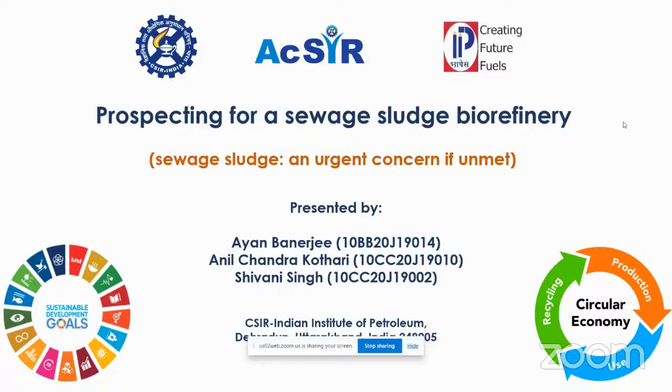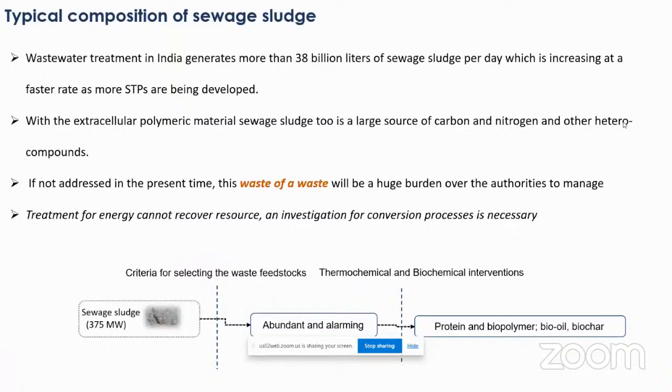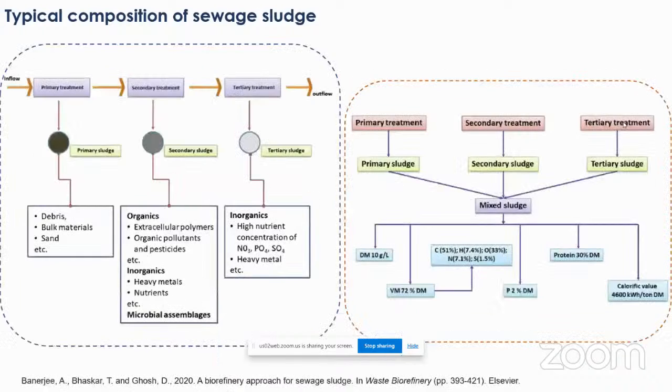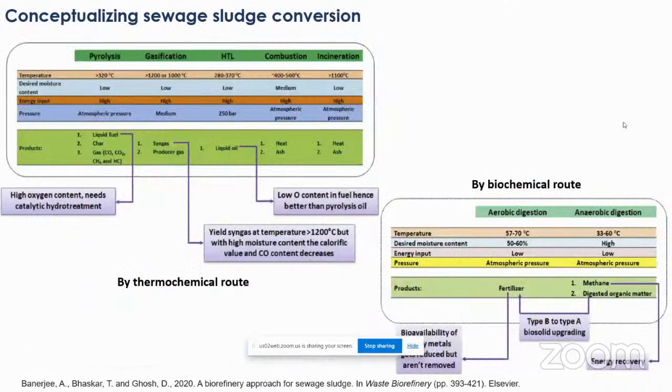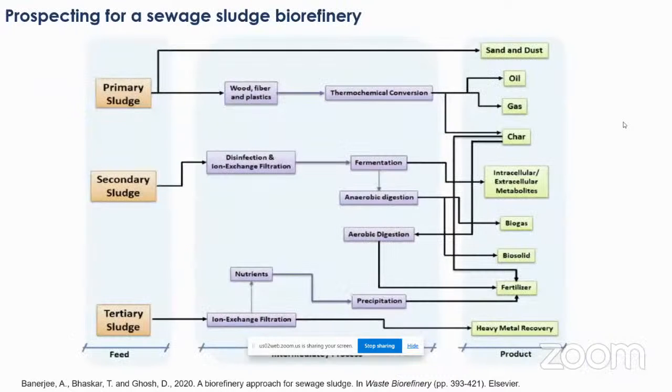So, majorly, sir, we have an idea of prospecting for the sewage sludge biorefinery. The problem that we have cited for the unmet need is that in India. The problem is well known. Go to the solution. We recognize the problem, sir. What is the way you are trying to solve it? Yes, sir. We are trying to club the thermochemical as well as biochemical routes available for different feedstocks to create a sketch and develop a plan for the sewage sludge biorefinery.